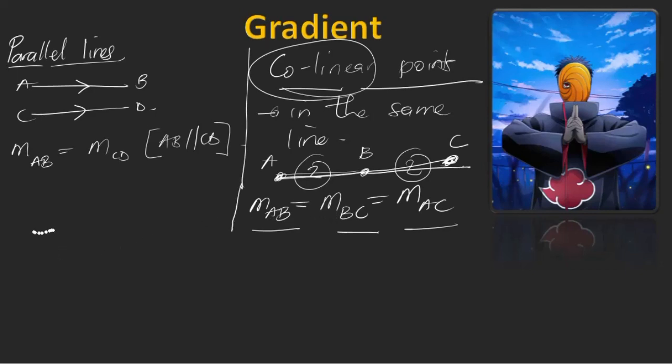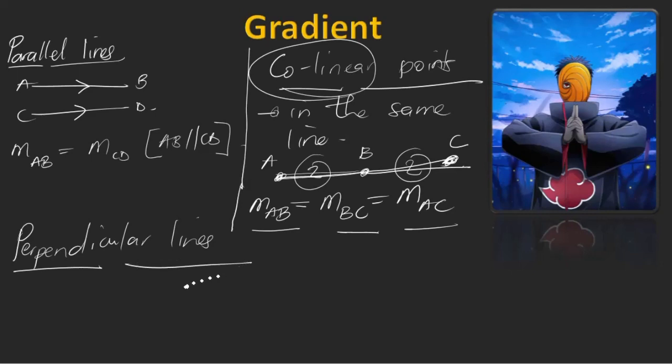The last part now, perpendicular lines. That's probably a wrong spelling for perpendicular, but it's okay. So let's say we have this line here. So this is A, this is B, and this is C, and this is D. And you have a symbol that says these lines are perpendicular.